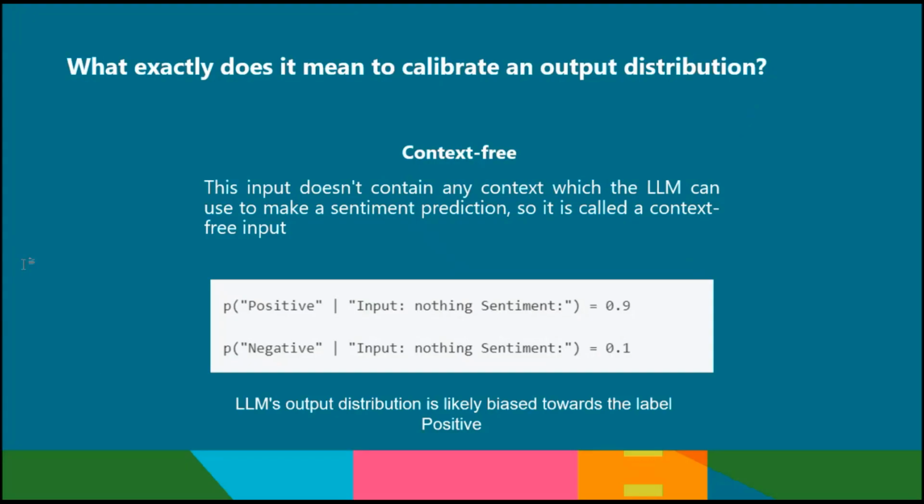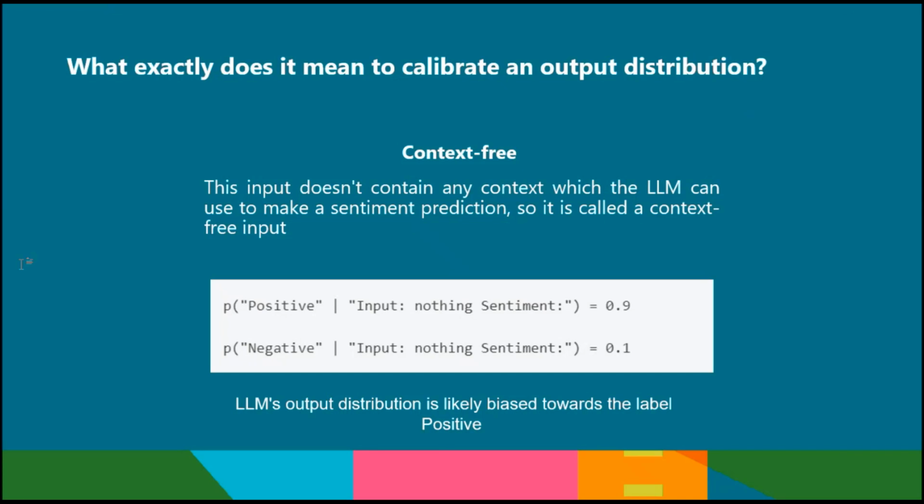So now let's take an example here. What exactly does it mean to calibrate an output distribution? We learned about output distribution in the components of transformer lecture. Imagine we are teaching our model to predict sentiments, whether positive or negative, but sometimes the model gets something with no context at all, like input equals nothing, sentiment. We call this a context-free input, where the model doesn't have anything to predict from.